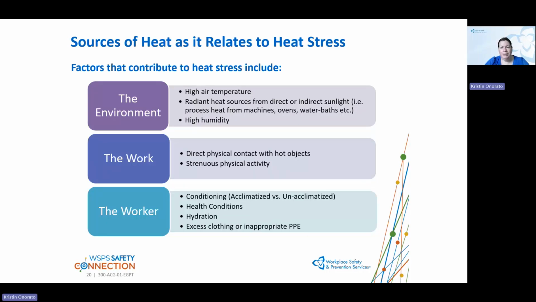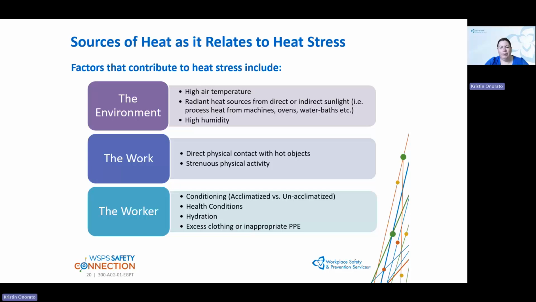Hydration can also be a big one. We know that our best control when it comes to heat and heat stress is being hydrated. So the level of hydration an individual is experiencing, how much water they had in the morning versus how much coffee they drank, could also be a huge impact on how they're experiencing that heat. And then we've got other personal factors like the clothing they need to wear, or PPE that's extra, that are potentially limiting their ability to reduce their core body temperature.